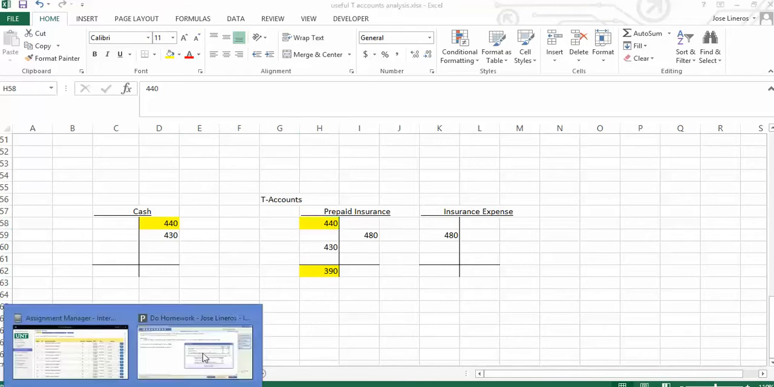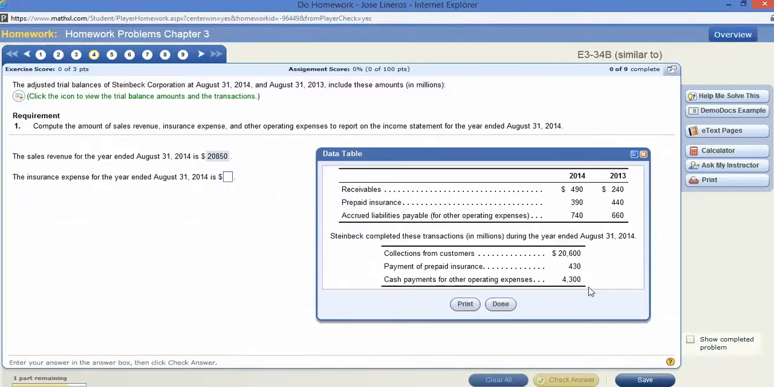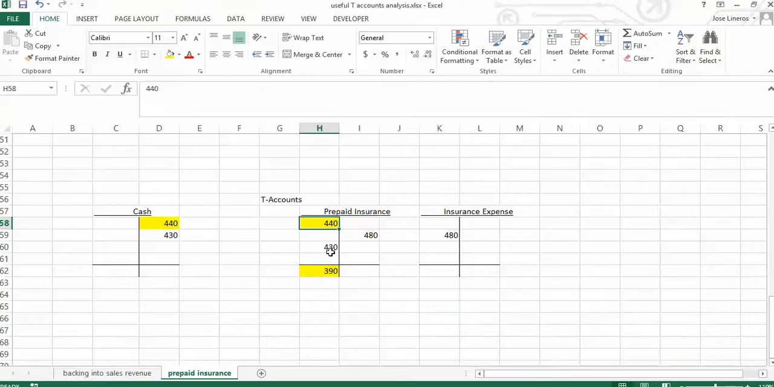Now, if you look carefully over here, it will say that payment of prepaid insurance was 430 million. This is all in millions. So 430 million additionally was paid. So we paid in addition during the period. This is what we're going to back into. We'll put this in UNT green. We don't know this yet. This is what we're trying to solve for.